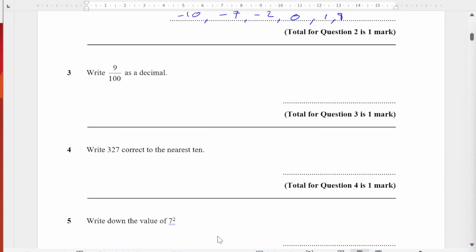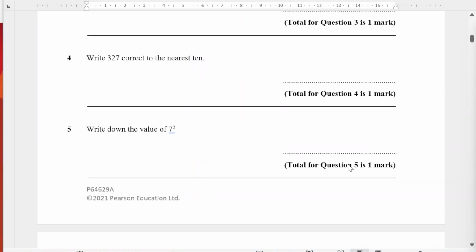And question 3, write 9 hundredths as a decimal. Well, 9 hundredths as a decimal should be 0.09, because that represents 9 hundredths. So that's fraction to decimal. Write 227 correct to the nearest 10. Well, correct to the nearest 10, we round into that figure there, and it's either going to be 320 or 330. So those are the two that we've got the choice between, and that one's closer to 330.